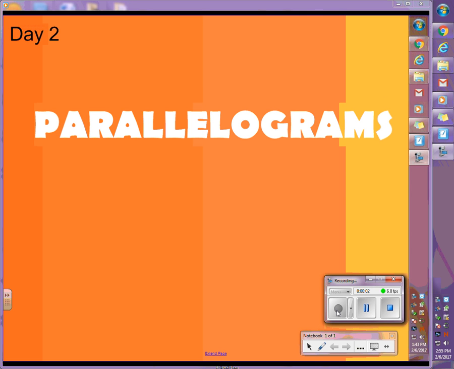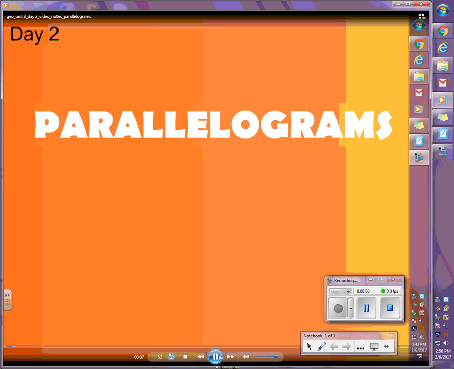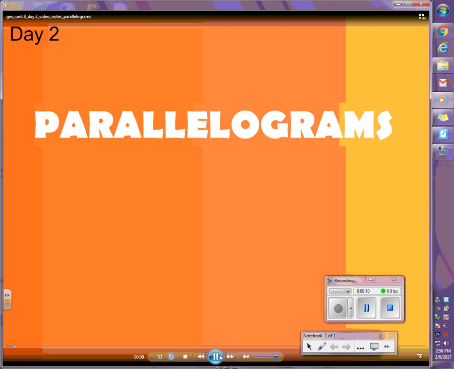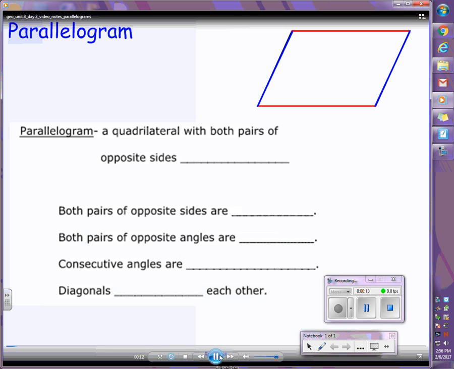Unit 9, Day 2 notes. Today we're going to talk about parallelograms. Make sure you draw the parallelogram like I have in the top right corner.